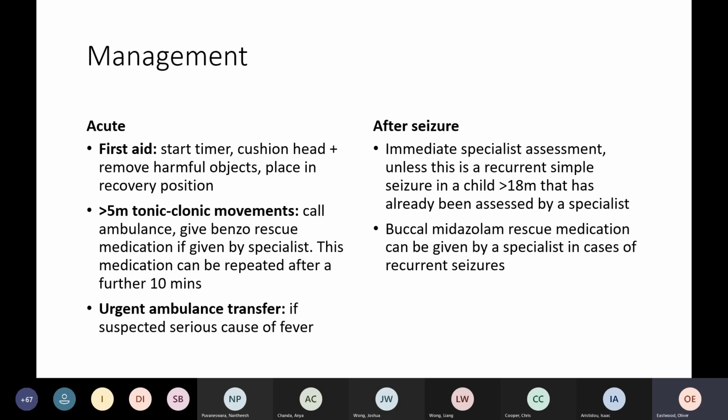And so benzodiazepine rescue medication can be given. This is given by a specialist for use in certain circumstances, and you probably wouldn't be prescribing that. So I think if it's an SBA where you're usually acting as an F1, I think it's an unlikely option.